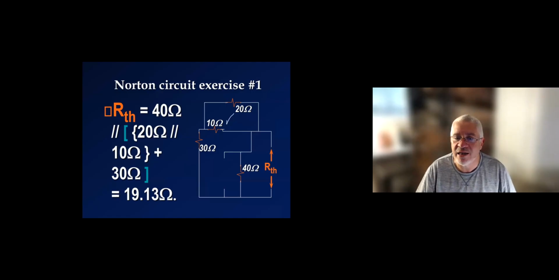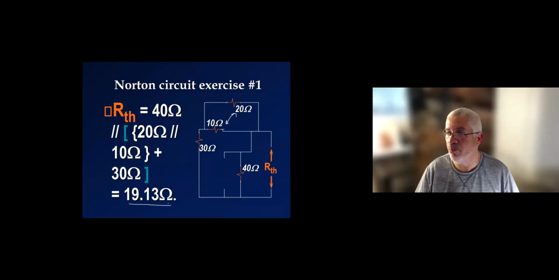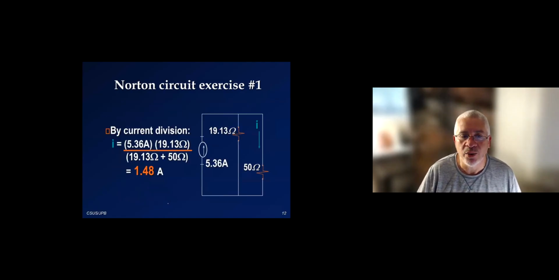I can see that these two are in parallel. Okay, and the net result is going to be in series with the 30, and that net result would be in parallel with the 40. My Thevenin resistance, 19.13. Do it on paper step by step. Okay. So this is then what we do. We now connect the 50 ohm, and we can calculate by current division. We can calculate the current on it, which is 1.48 amps.